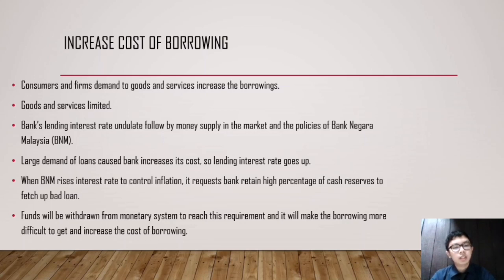Banks' lending interest rate undulates, following the money supply in the market and the policies of Bank Negara Malaysia (BNM). Large demand for loans causes banks' costs to increase, so the lending interest rate goes up. When Bank Negara Malaysia raises the interest rate to control inflation, it requires banks to retain a high percentage of cash reserves to cover bad loans. Funds will be withdrawn from the monetary system to reach this requirement, and it will make borrowing more difficult to get, and lastly, increase the cost of borrowing.